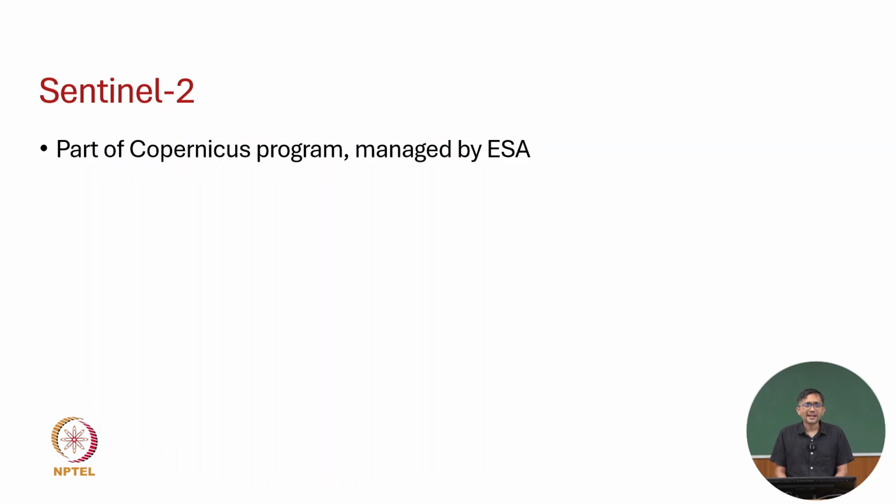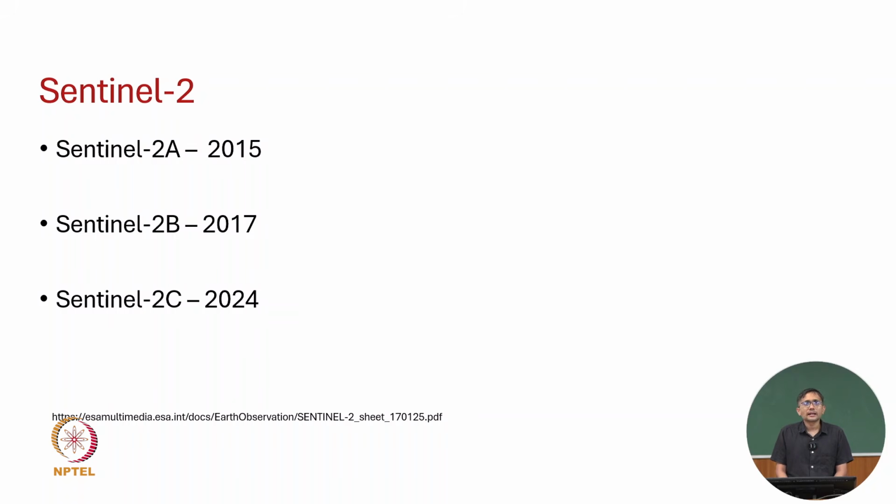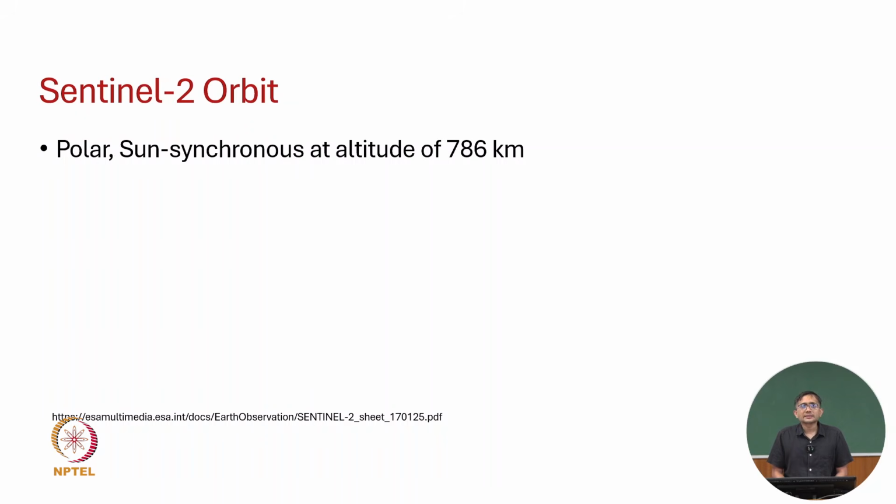Sentinel-2 is managed by the European Space Agency. We have Sentinel-2A, which was launched in 2015, Sentinel-2B launched in 2017, and 2C launched in 2024. Sentinel-2 follows a polar sun-synchronous orbit at an altitude of about 786 kilometers.